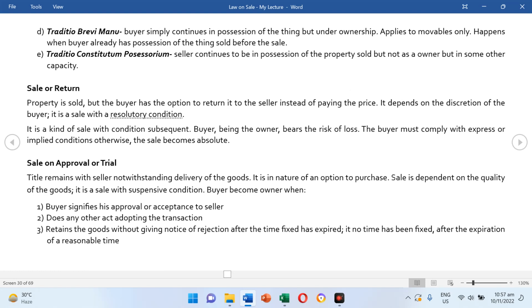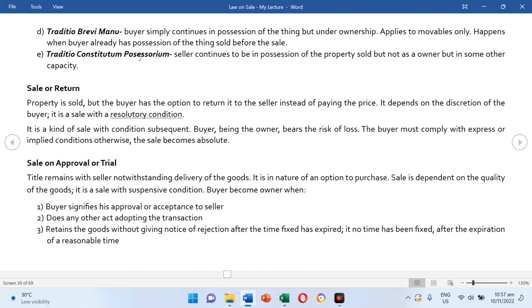Tradition brevimano, shorthand, buyer simply continues in possession of the thing but under ownership. Applies to movables only, happens when buyer already has possession of the thing sold before the sale. Traditio constitutum possessorium, seller continues to be in possession of the property sold but not as the owner but in some other capacity. Paano itong traditio constitutum possessorium?